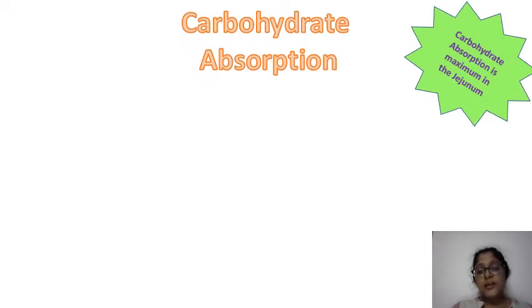First, let us know that carbohydrate absorption is maximum in the jejunum. Carbohydrate or any sugar, due to the presence of the OH group in their structure, gets absorbed very easily. And sodium, salt, plays a vital role in the absorption process of carbohydrate.